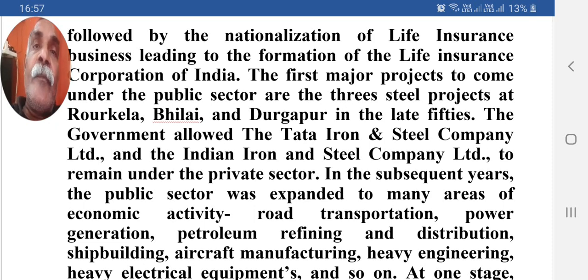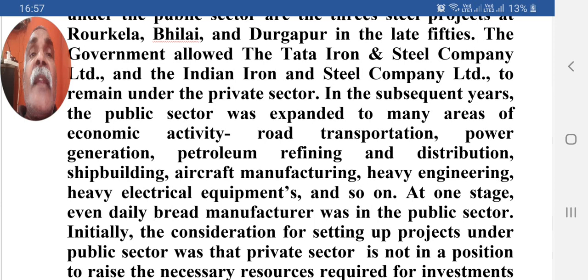In the subsequent years, public sector was expanded to many areas of economic activity. What are those? Public sector was expanded under road construction, power generation, petroleum refining and distribution, shipbuilding, aircraft manufacturing, heavy engineering, heavy electric equipment, and so on and so forth. At one stage, even daily bread manufacture was in the public sector.